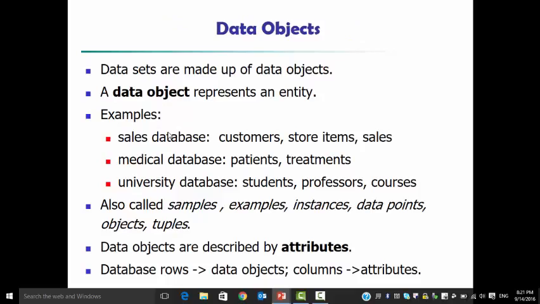Okay. Data objects. Data sets are made up of data objects. So, for example, from the sales database, data objects are customer information, store items, and sales information. In a medical database, we have patient objects and treatment objects, and more and more. In a university database, we have student objects, professor objects, course objects.